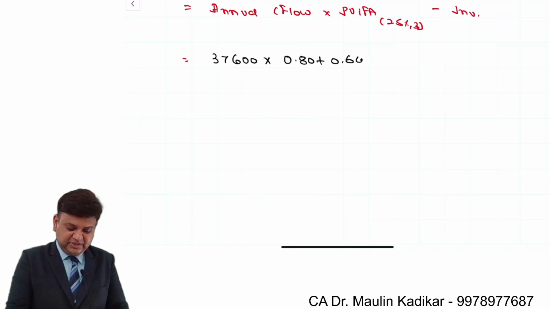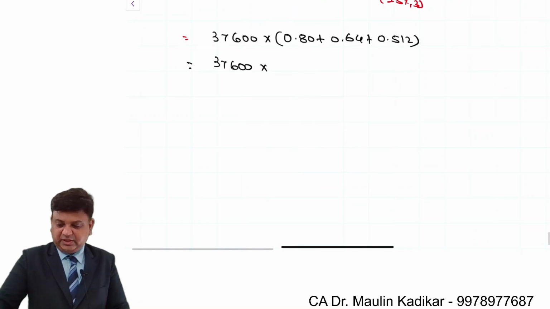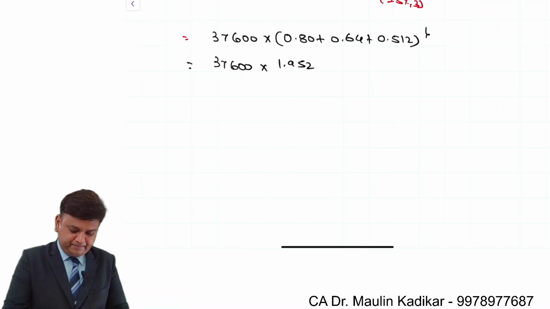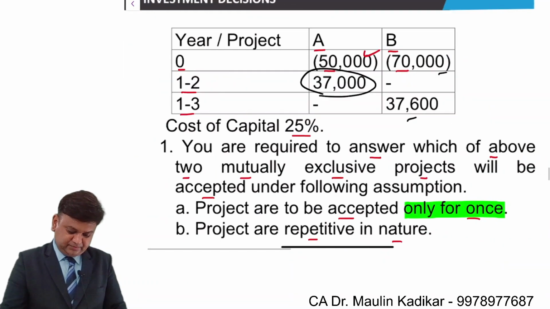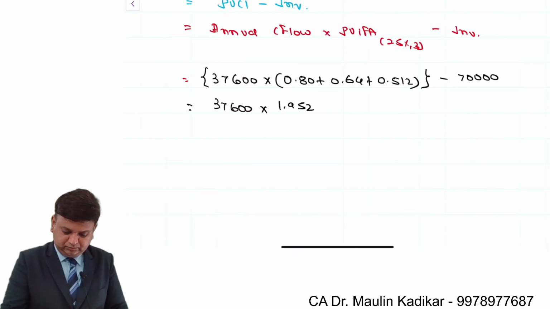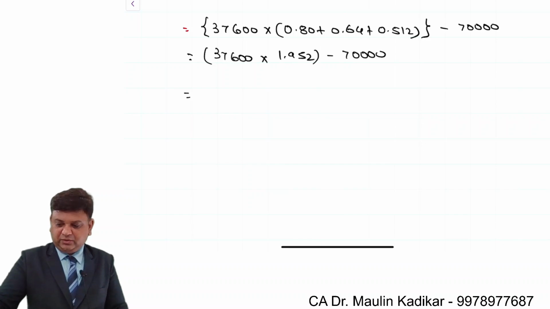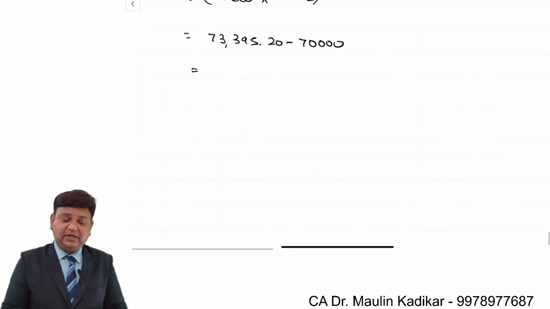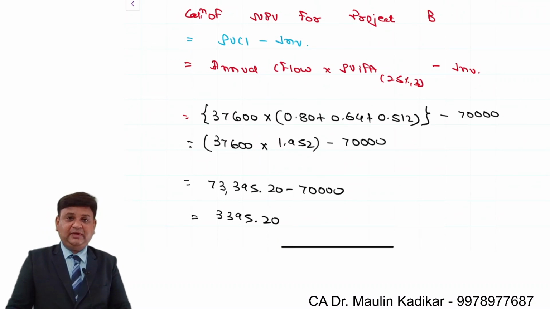First year, second year, third year discounting factor. 37,600 into 1.952, minus the amount of the investment, which is 70,000. So 1.952 into 37,600 comes to 73,395.20, minus 70,000. So 3395.2. This is the way the amount of the NPV can be calculated.